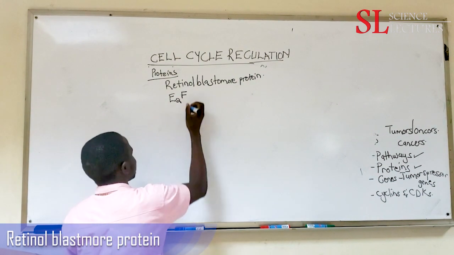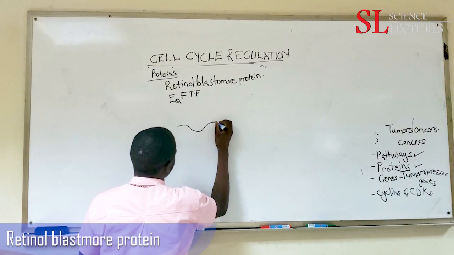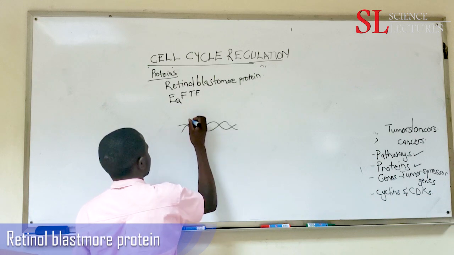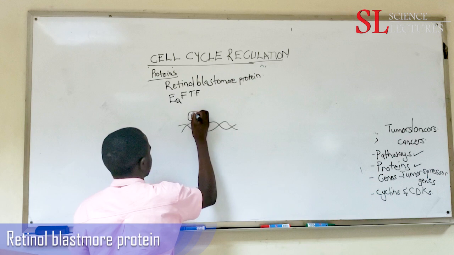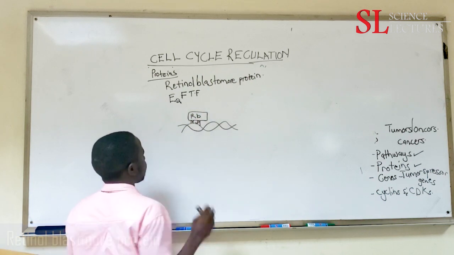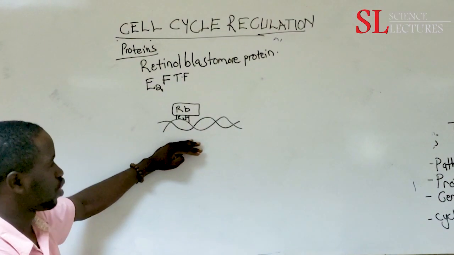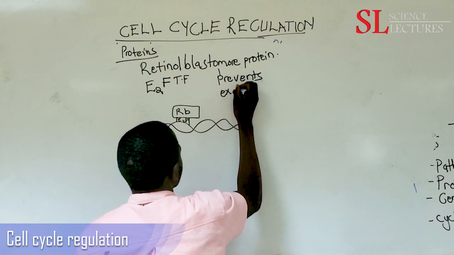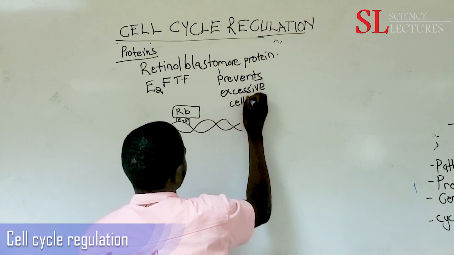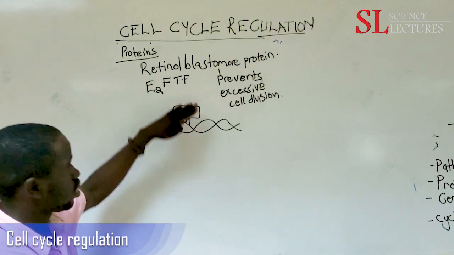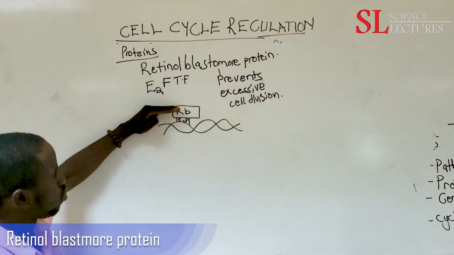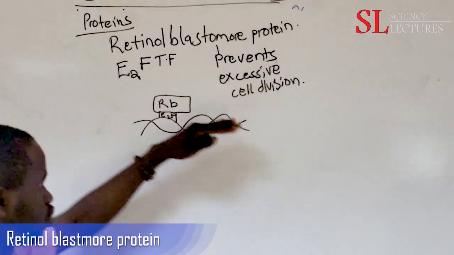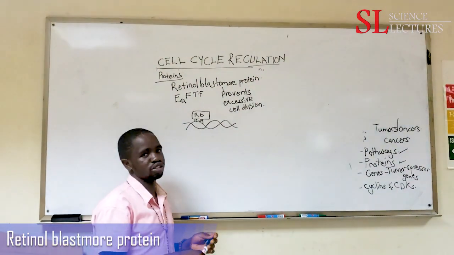The E2F transcription factor. I'm assuming this is my DNA. The E2F transcription factor is usually bound to the DNA, and it is usually bound to the RB protein. This RB protein prevents excessive cell division. How? This retinoblastoma protein is always bound to the E2F. It has to first release it so that it can go kickstart the process of DNA replication, which we know is very essential for cell division. That means whenever E2F is bound to the RB protein, we shall have no process of cell division.